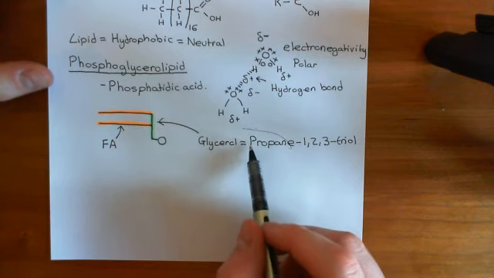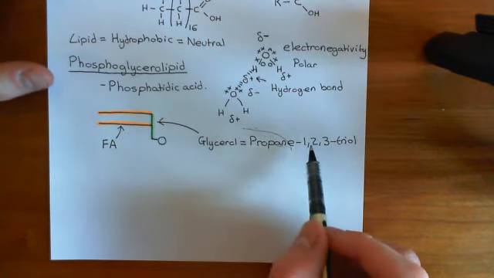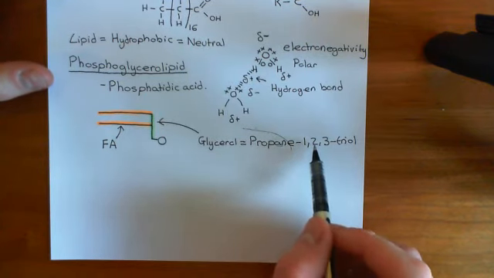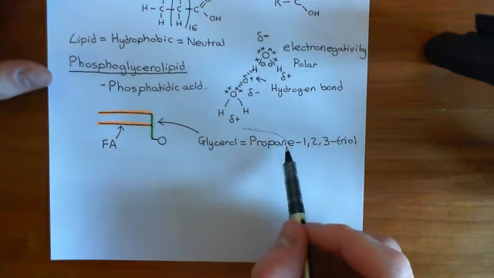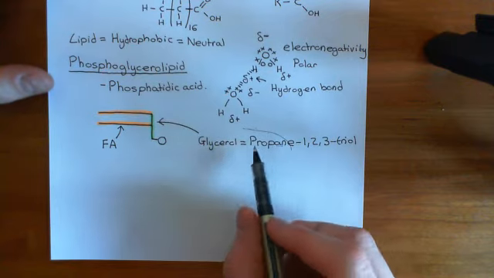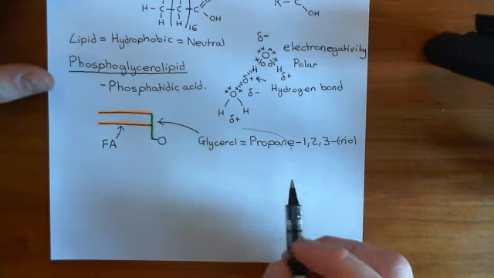It tells us that we're dealing with a 3-carbon molecule where you have alcohol groups coming off the first, the second, and the third carbons of that 3-carbon molecule. Okay, so that's propane-1,2,3-triol.